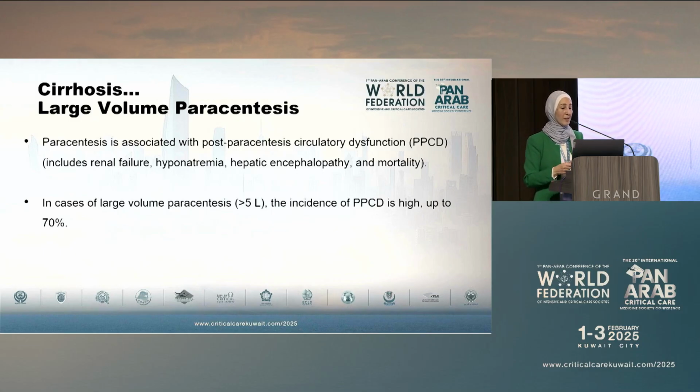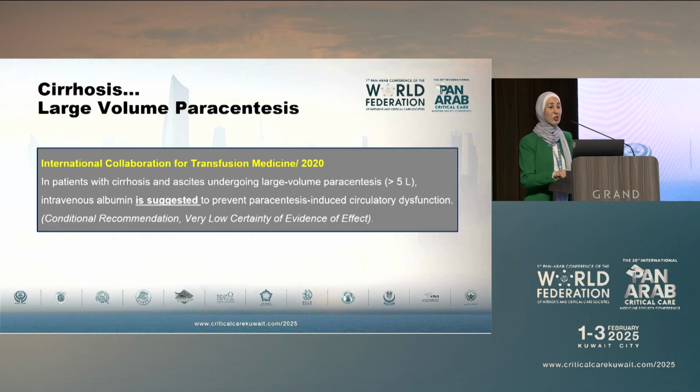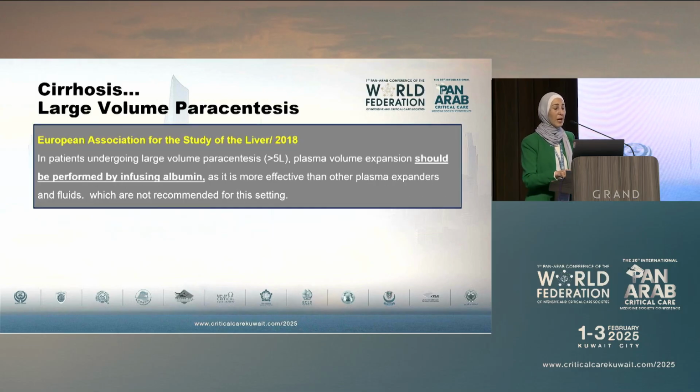Paracentesis, as we all know, is associated with post-paracentesis circulatory dysfunction, and it tends to be more frequent in patients that have large volume paracentesis. So we don't see it too much when it's a smaller volume. And this is where the recommendation is that in patients with cirrhosis and ascites undergoing large volume paracentesis, which they defined as greater than 5 liters, IV albumin is suggested to prevent paracentesis-induced circulatory dysfunction.